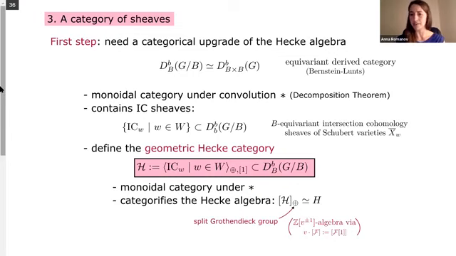And this category gives us a geometric categorification of the Hecke algebra. It's a monoidal category, so if we take its Grothendieck group, then we get an algebra. And we can also give the Grothendieck group the structure of a Z[v, v^-1]-algebra by asking that v act by homological shift. And then the Grothendieck group is actually isomorphic to the Hecke algebra. So this is our first step.